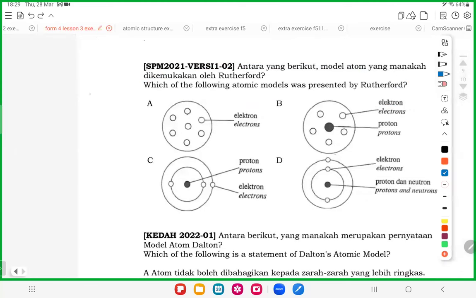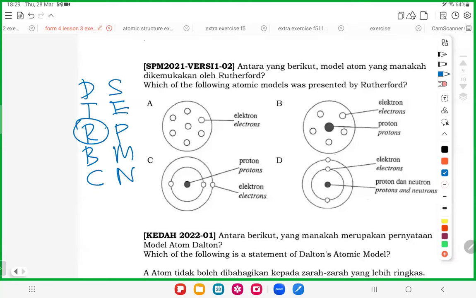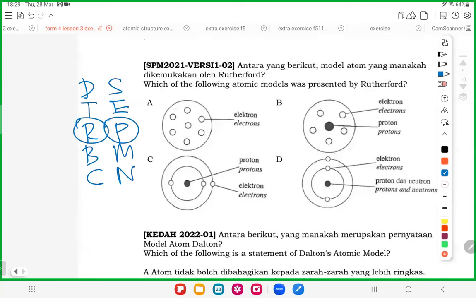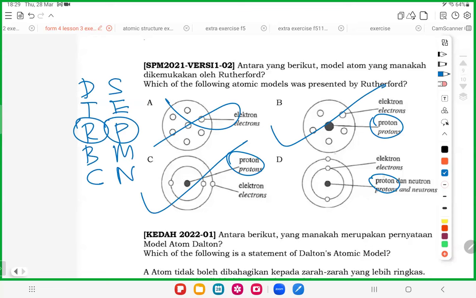All right. Rutherford, R, discovered P, proton. So this one has no proton. This one has proton. This one has proton. This one has proton and neutron. Cannot. All right. So the answer must be B or C.